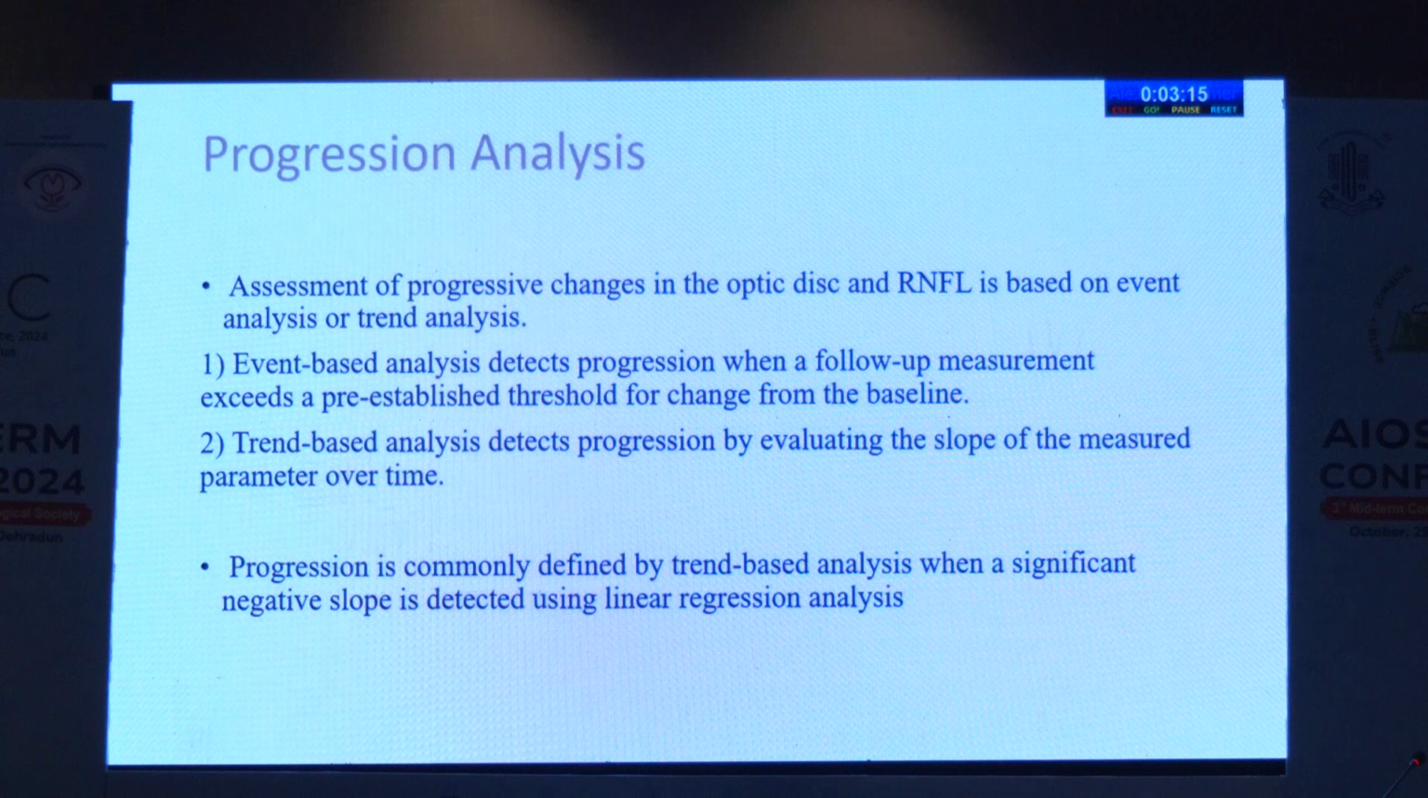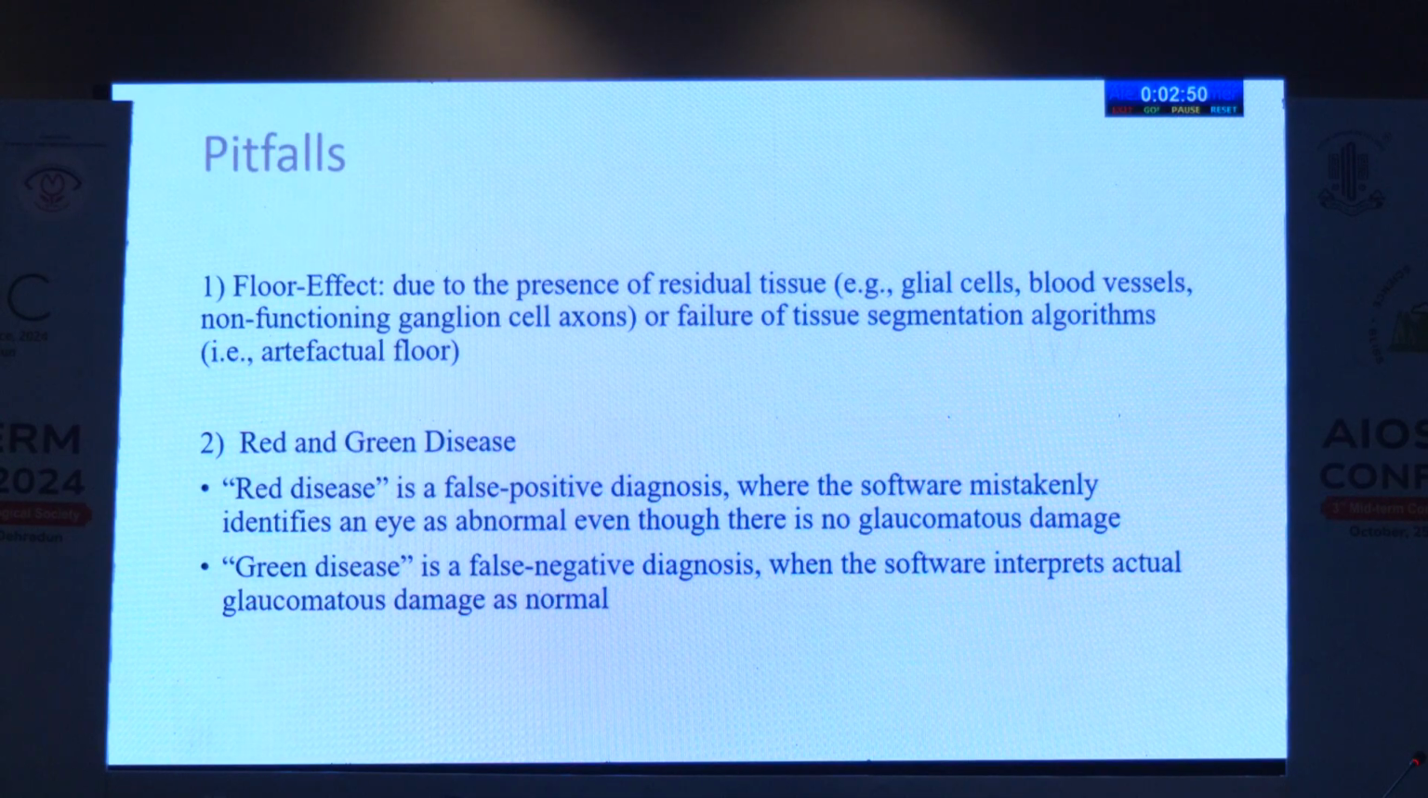So progression analysis. Assessment of progressive changes in the optic disc and RNFL is based on the event analysis or the trend analysis. Event-based analysis detects progression when a follow-up measurement exceeds a pre-established threshold for change from the baseline, and trend-based analysis detects progression by evaluating the slope of the measured parameter over time. So progression is commonly defined by trend-based analysis when a significant negative slope is detected using linear regression analysis. So what are the pitfalls of this measurement?